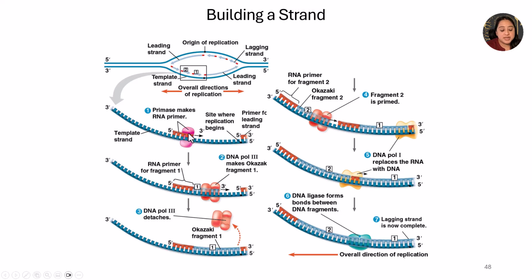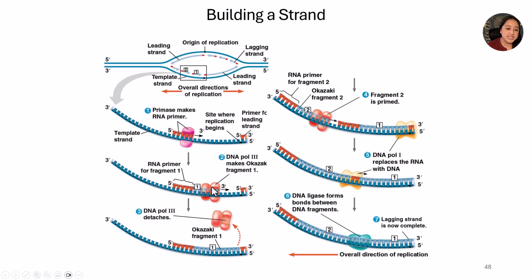So primase has to make a primer, and it builds from 5' to 3'. It adds stuff at the 3' end. And then eventually it's going to run into the leading strand of the next half. So in this direction, this half gets to go that way. So primase makes a primer.